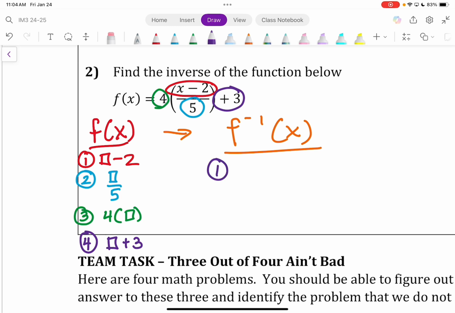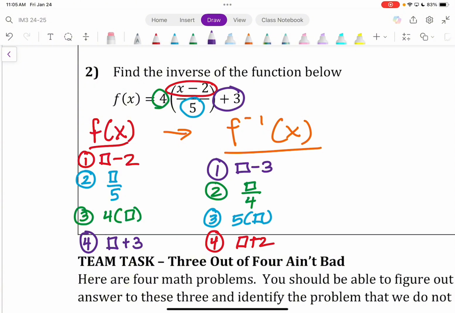So now we go backwards and we start with the purple, right? What is the opposite of box plus 3? Box minus 3. Good. Okay, opposite of 4 times the box? Box divided by 4. Opposite of box divided by 5, Lily? 5 parentheses box, so the number comes first. But good. And then finally we have box plus 2.